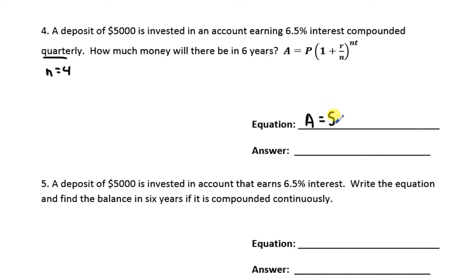So we started with 5,000, 1 plus our interest rate, which is 0.065. Now this time we divide our interest rate divided by n, which is 4, compounded quarterly, and then we're going to raise it to the 4 times however many years. So on your calculator, use 24 as your exponent.